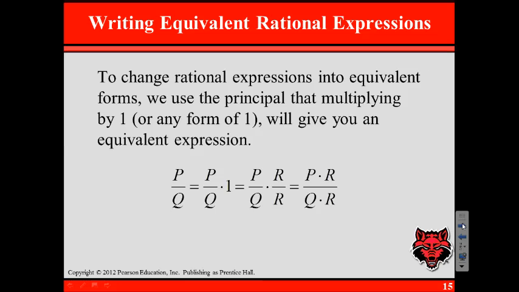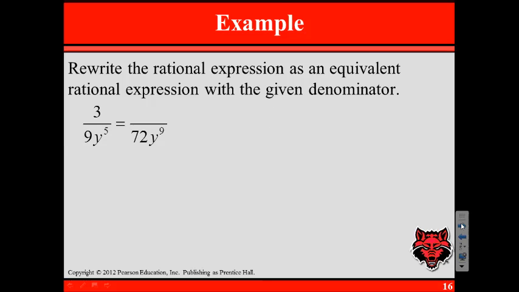Writing equivalent rational expressions. Because when we have different denominators, we will need to change rational expressions into equivalent forms. We will use the principle that multiplying by 1 will give you an equivalent expression. And that means we need to multiply the numerator and denominator by the same factor. Examples: we want to rewrite the rational expression as an equivalent rational expression with a given denominator.